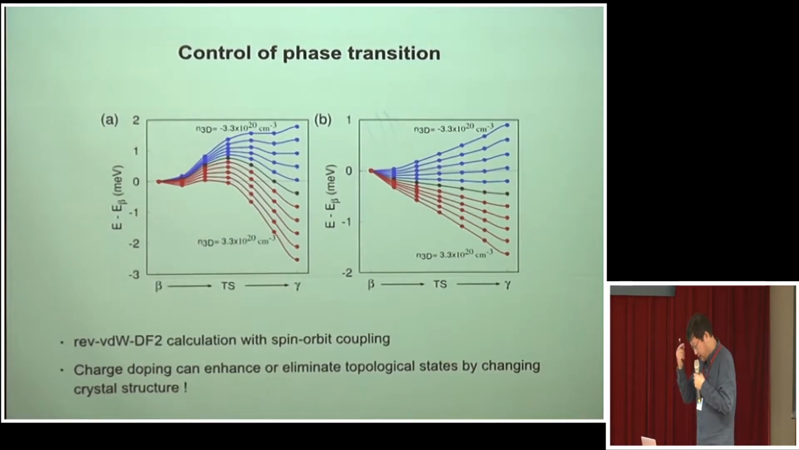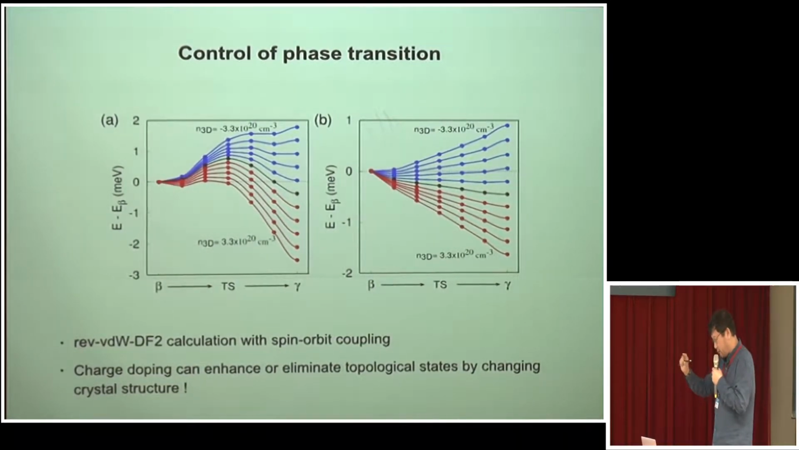If you search in the archive, people from the University of Waterloo and some other university can artificially put in some charge, and then they see the observation of the transition. It means that you can control from topological semimetal to trivial semimetal by changing the doping.